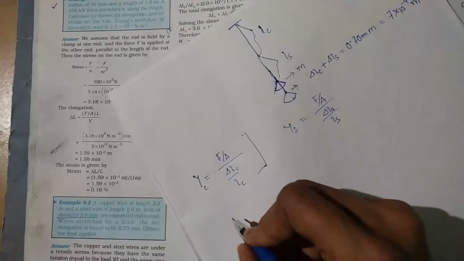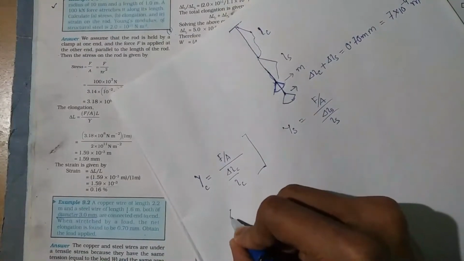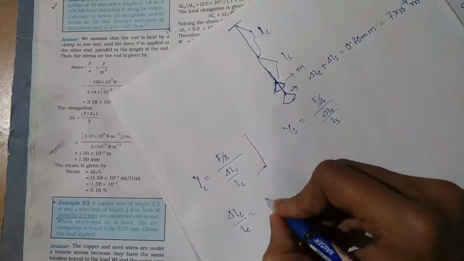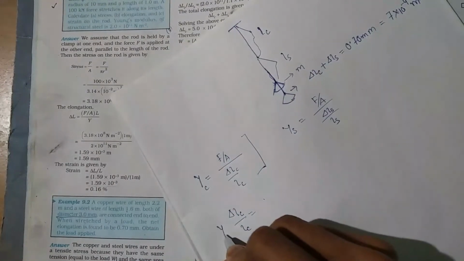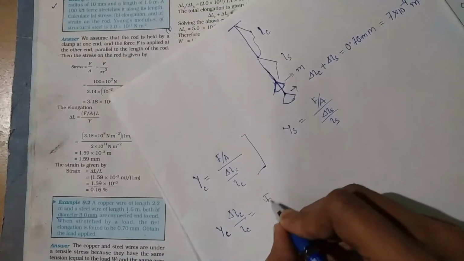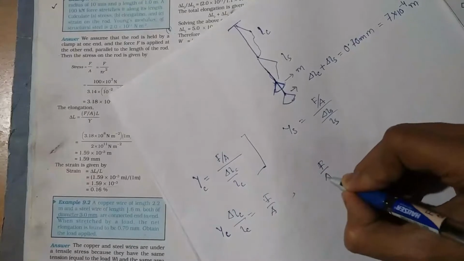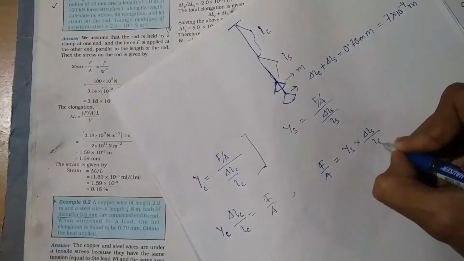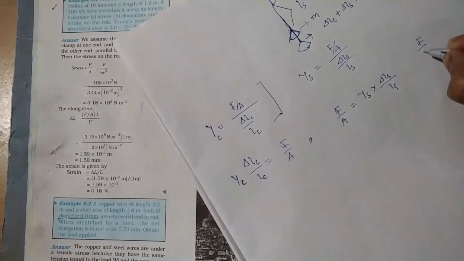And we can write this to be del L of C by L of C is equal to, we can cross multiply this, it is equal to force per unit area, or force per unit area is given as Young modulus of steel into del L of S by L of S. Okay, this is the force per unit area.